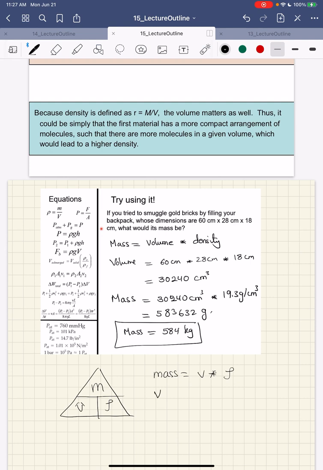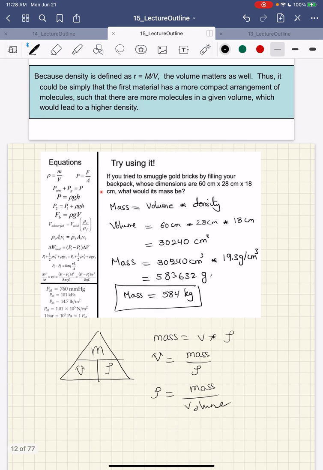If I want to calculate the volume, it is mass divided by rho. If I want to find rho, it is mass divided by volume. These are the equations that we are using. And in this chapter especially, I want you to pay extra attention to your units. Don't mix units, because sometimes you will be given quantities with different units.